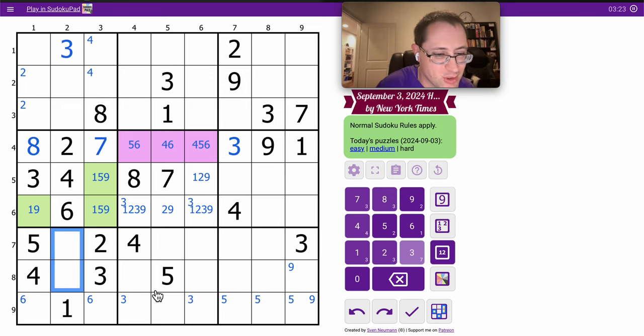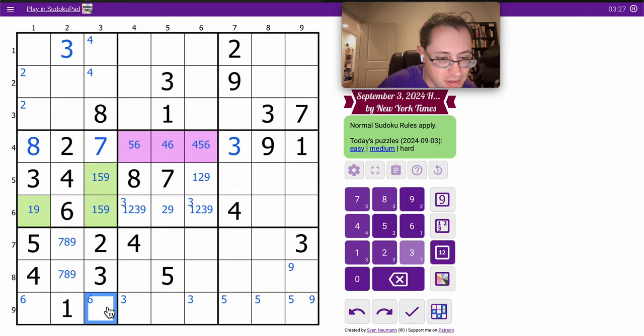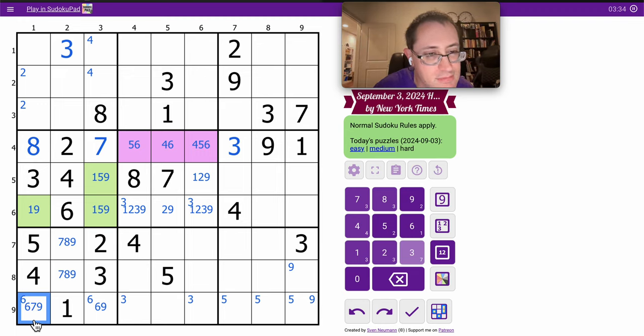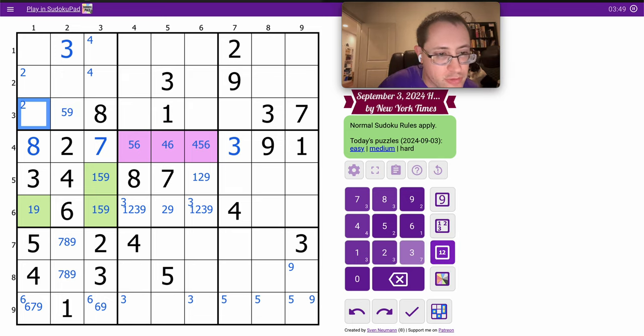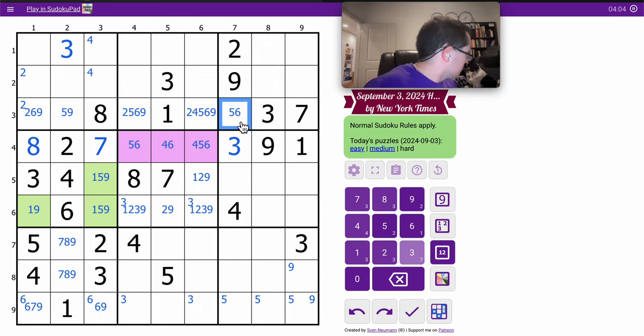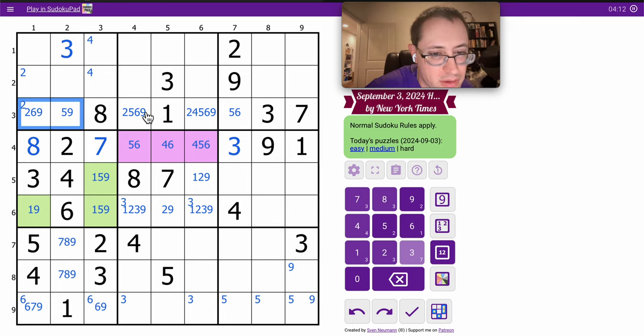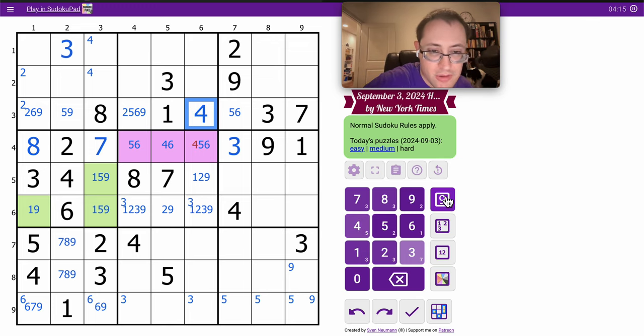Anyway, these can't be 6, but they can be 7, 8, 9. This isn't 7 or 8. And that's not 8. 1, 3, 7, 8. I need 2, 4, 5, 6, 9 for the rest of row 3. Okay, both of those can't be 4. This isn't 4 by that. This isn't 4 by that. Okay, so there's a hidden 4.